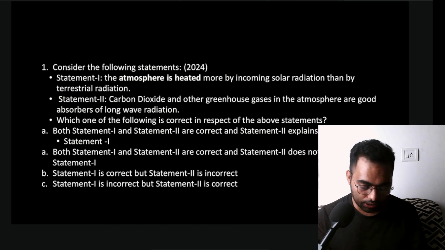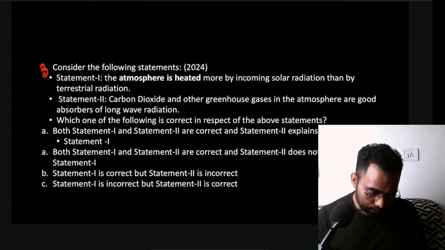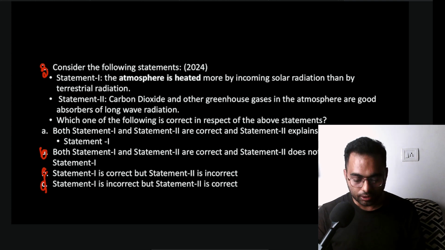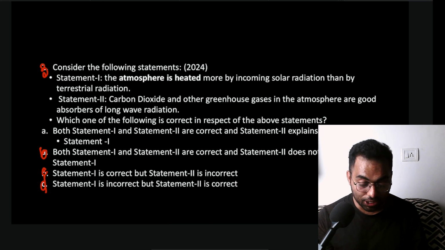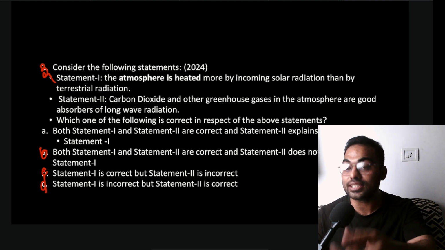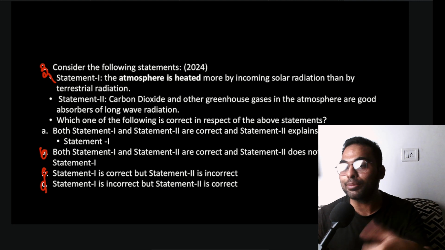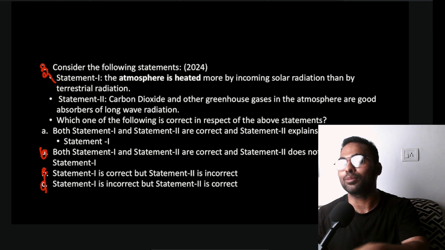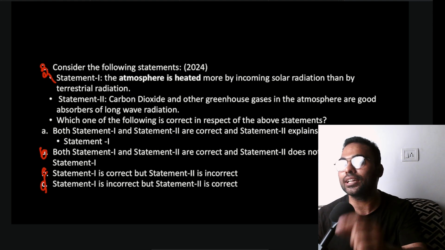Let's look at another question. This is question number 3. There is a little bit of typo. Statement A, statement B, option A, option B, option C, and option D. Let's look at the statements. The atmosphere is heated more by incoming solar radiation than by terrestrial radiation. Absolutely wrong. The atmosphere is heated more by the terrestrial radiation and not by the incoming solar radiation, because incoming solar radiation, having higher energy, will pierce through the atmosphere. The atmosphere will be nearly transparent.